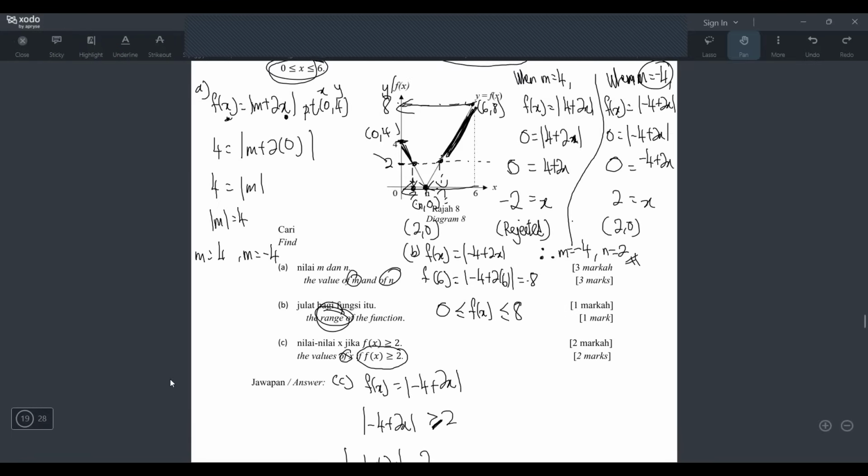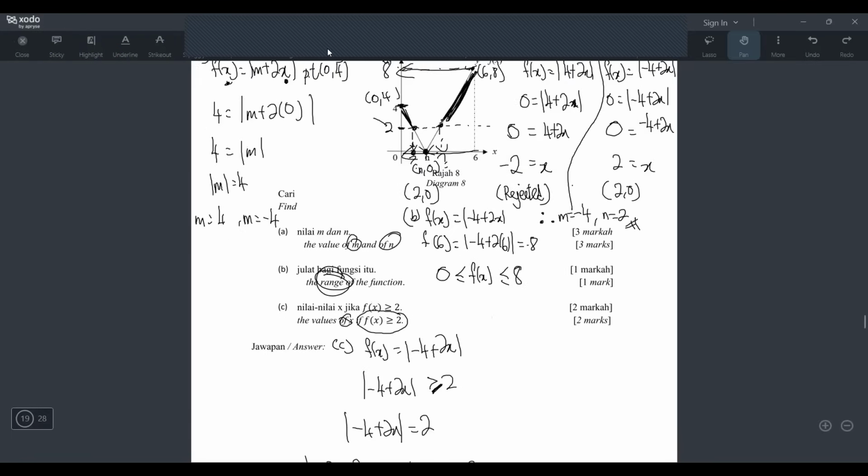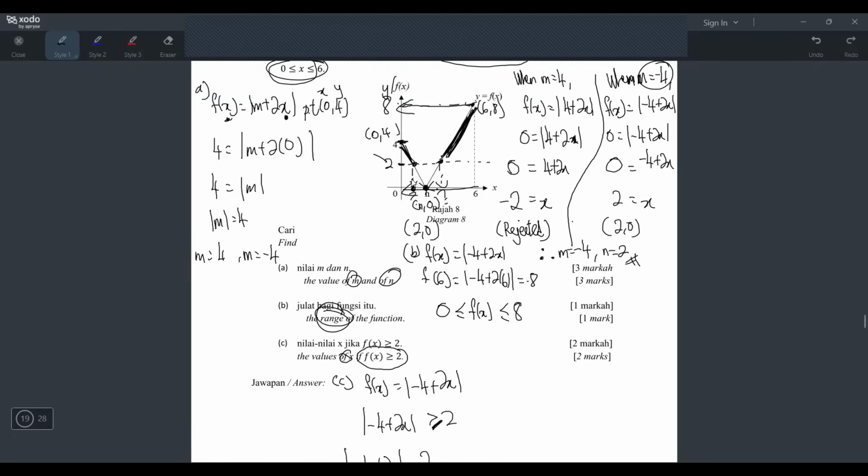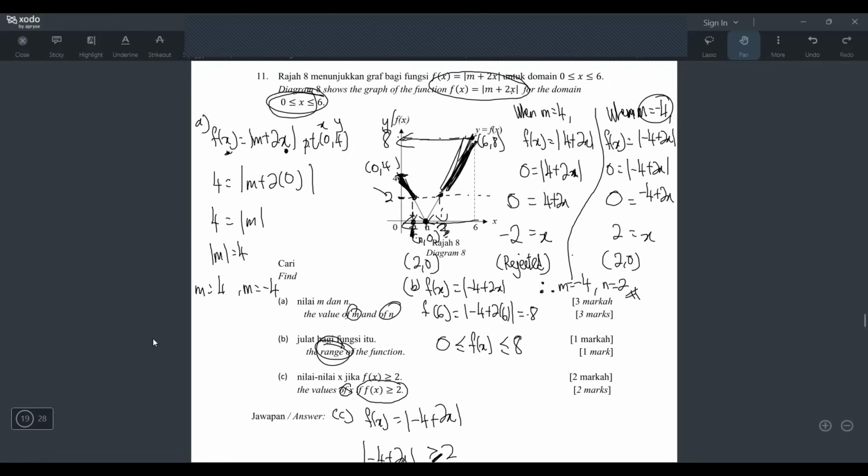It means when your f(x) is bigger than 2, your x has to be smaller than 1 and bigger than 3. That's why it's like here and here. Okay, like this.